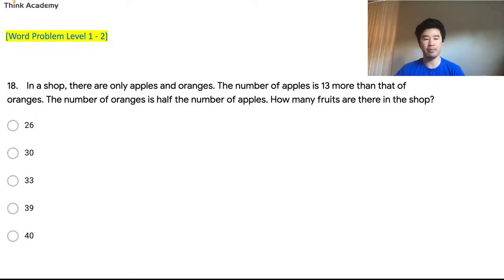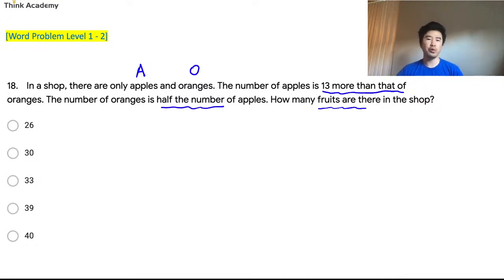Again, let's read the problem. So in a shop, there are only apples and oranges. So here, let me just use letters to represent. I have apple, I have orange. The number of apples is 13 more than that of oranges. And the number of oranges is half the number of apples. Another key piece of information: the problem asks us how many fruits there are in total. We are going to get the total number.